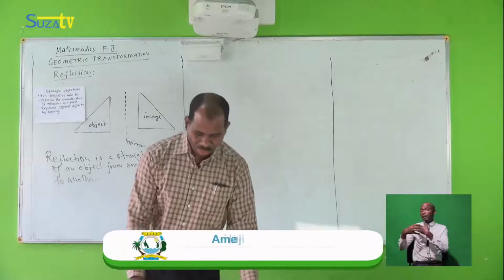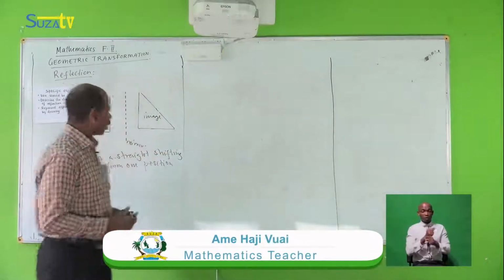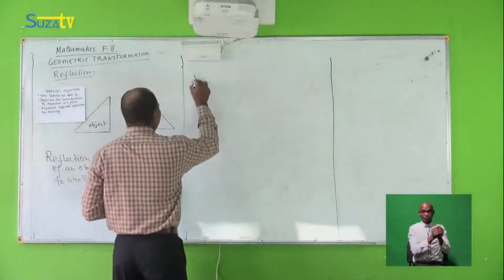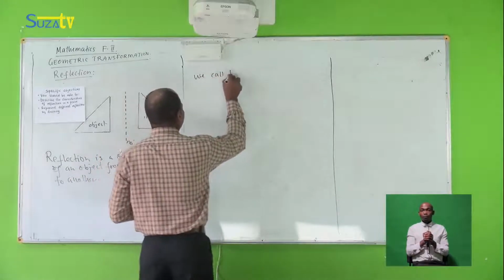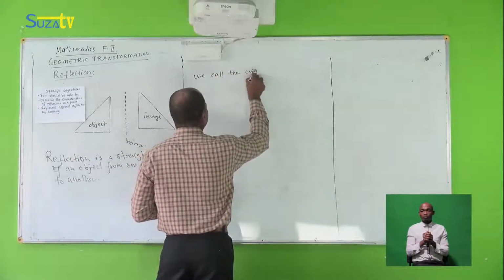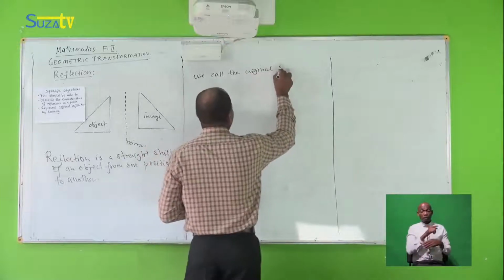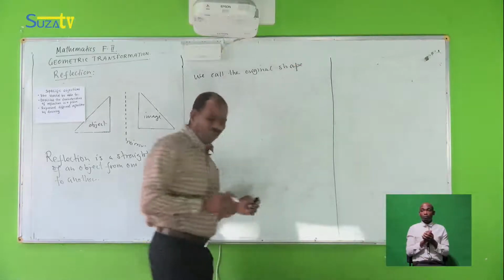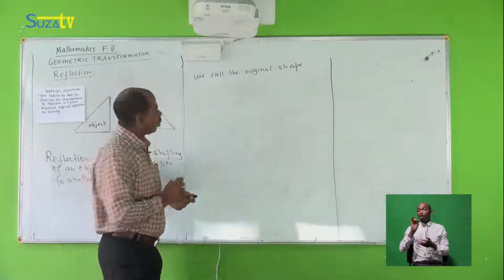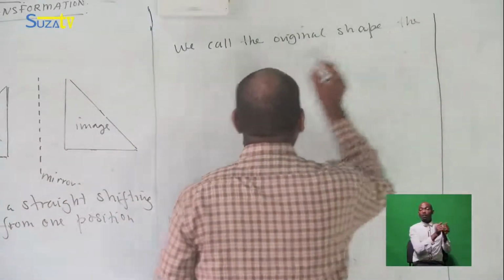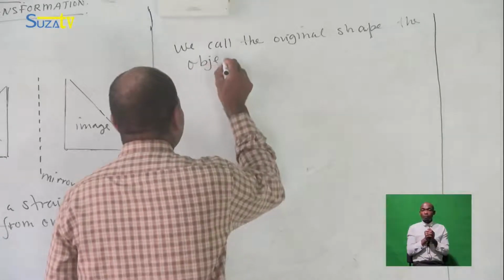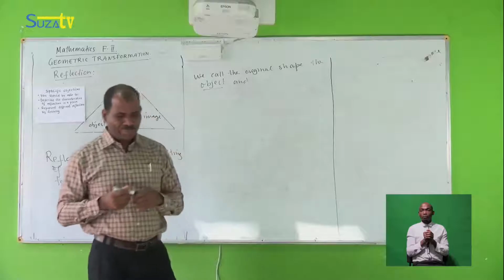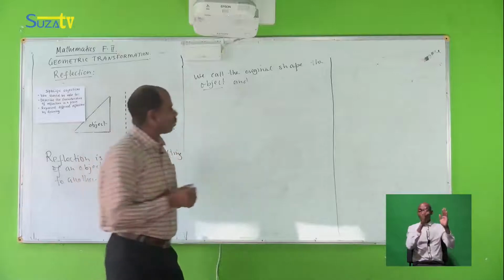So it means we call the original shape the object. And the new shape, or the reflected shape, is called the image.